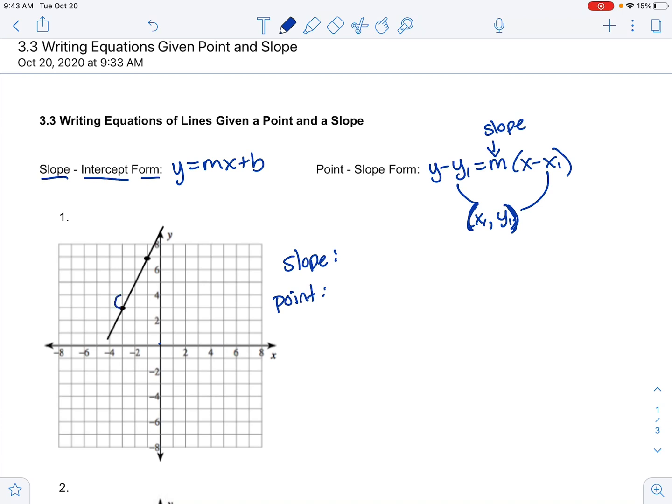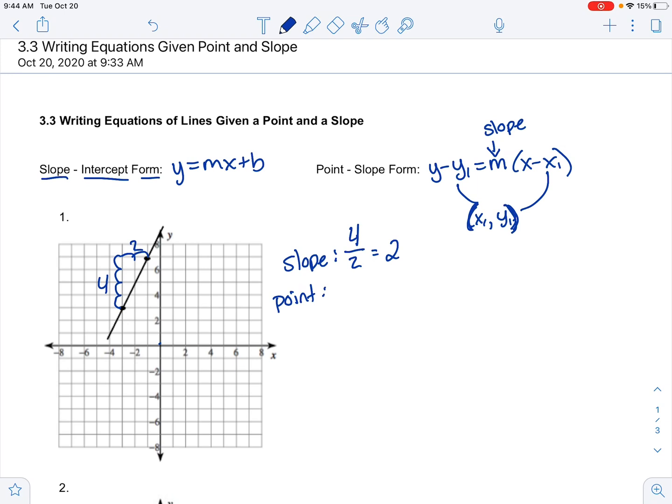So my slope, I'm going to count from one point to the next. 1, 2, 3, 4. And I go over 1, 2. So my slope, rise over run. And then I'm going to simplify it. 4 divided by 2 simplifies nicely to 2.